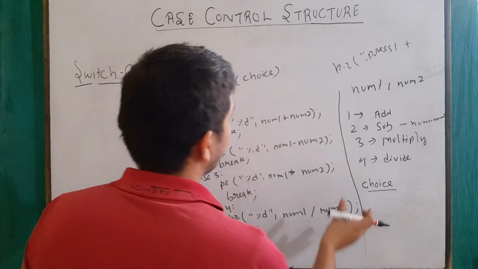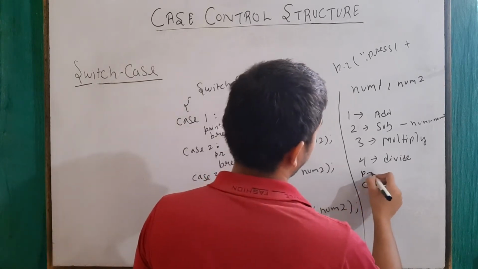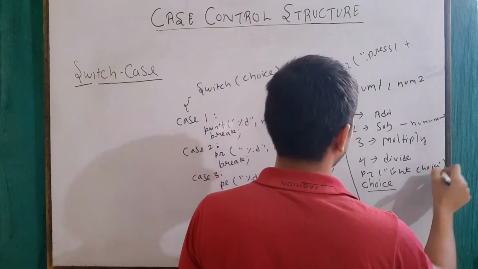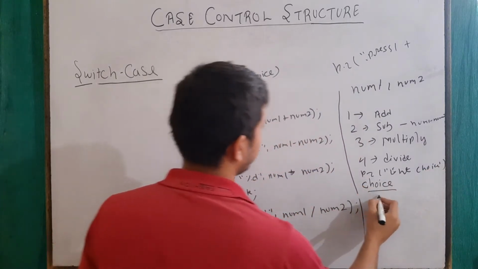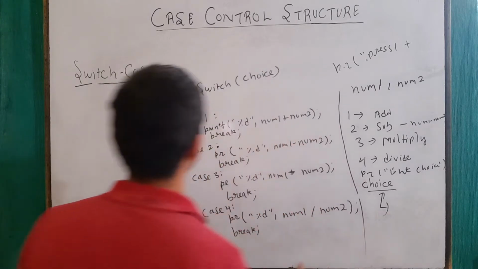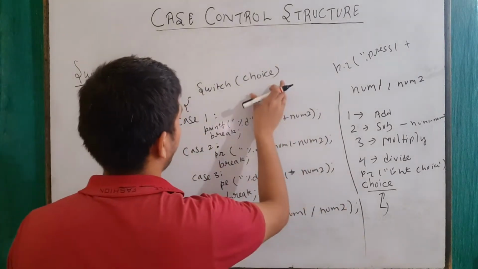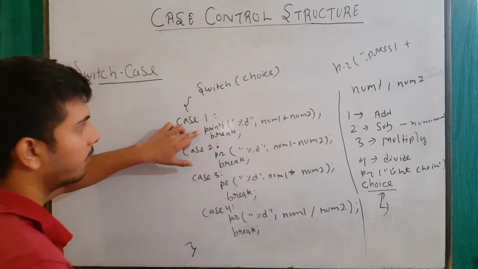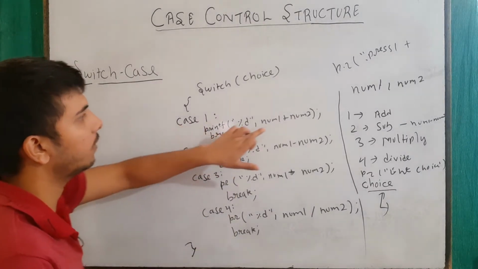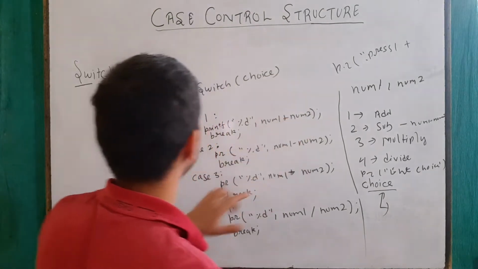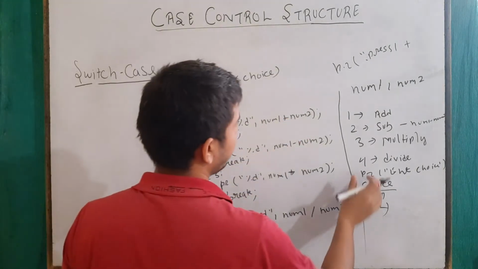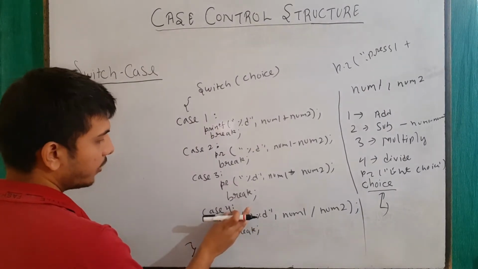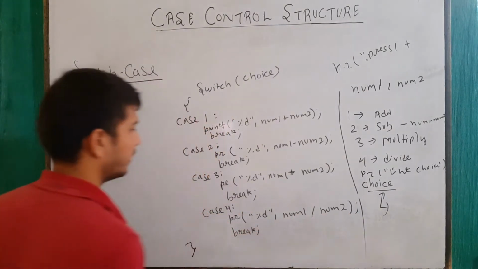Then we will ask, let's say, printf enter choice, and with scanf we will take the input in the choice variable. Now let's say the user input is 1. Now what will happen? Case 1 will be true and this statement will execute and our output will be num1 plus num2. Similarly, if the choice is, let's say, 4, then this case will be true and this line will be executed.